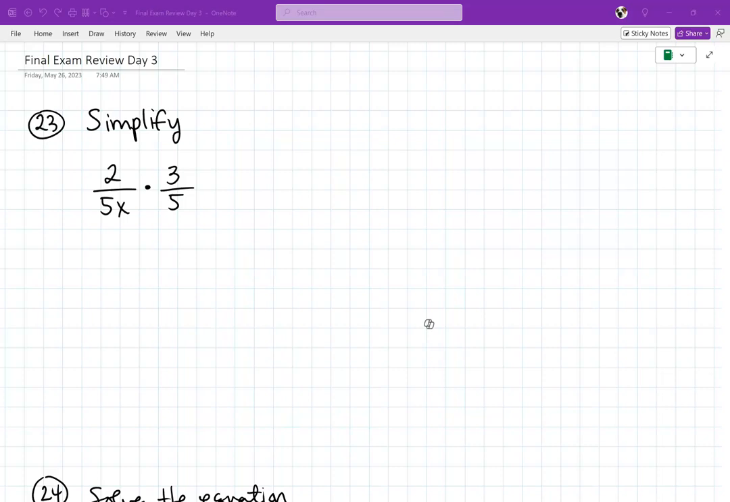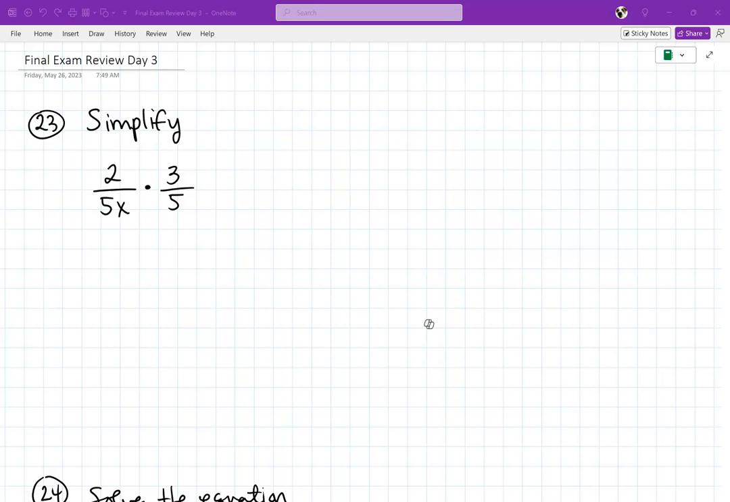But overall, this is what your test is going to look like. So we're going to do 23 to 33 today. And then we have 44 to 54, I think, and then 55, 65, something like that. So let's go ahead and get started with this one.